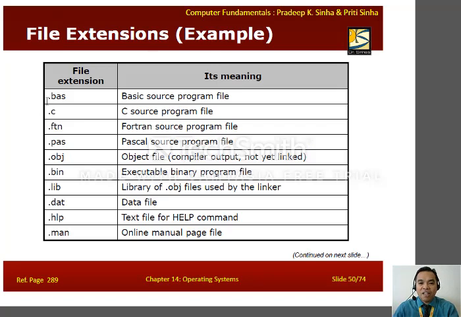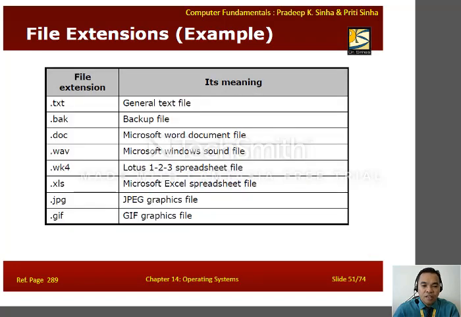So what are the different file extensions we have? For example, .bas means a BASIC source program file. If we have .c, it is a C language source program file, and so on. If you see .lib, that is a library or object file used by the linker, and if you see .dat, that is a data file, and we have many more. Okay, so these are examples of file extensions.